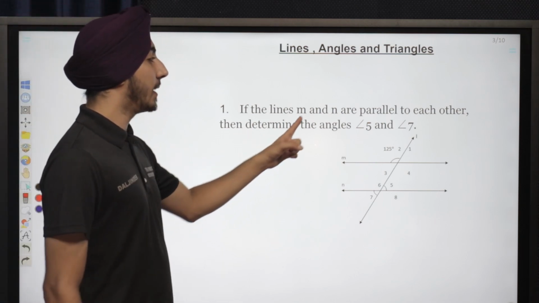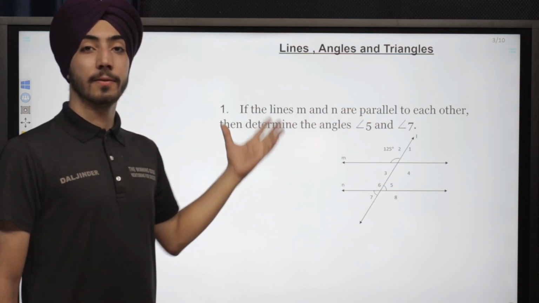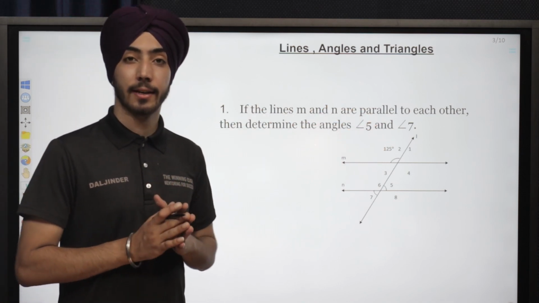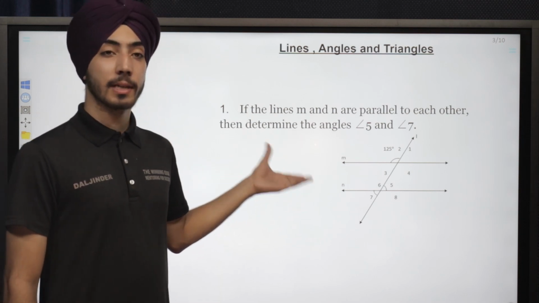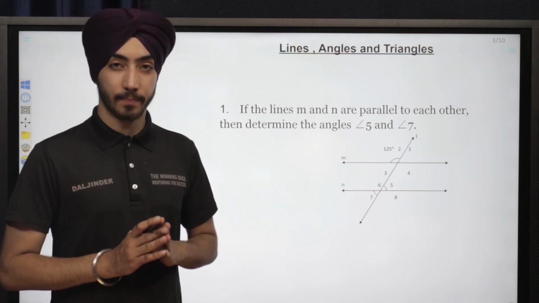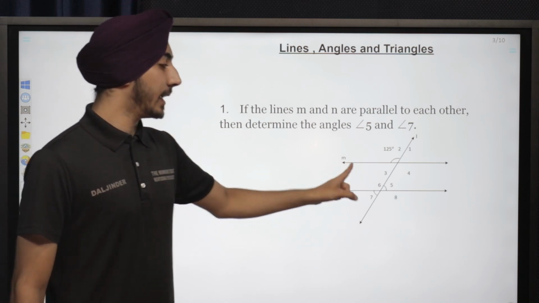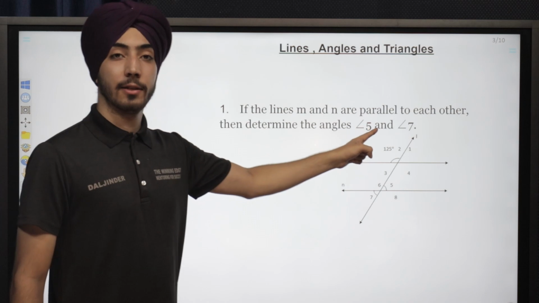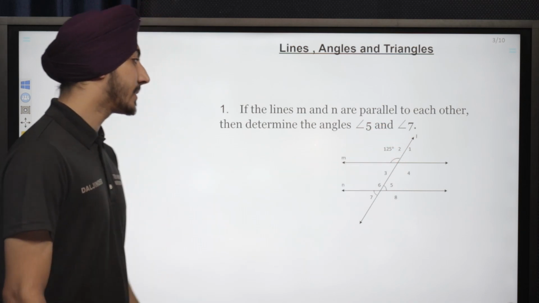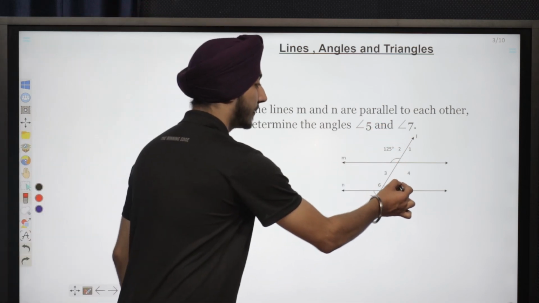If the lines M and N are parallel to each other, you remember the previous video in which I explained to you about lines and angles, the properties of parallel lines, right? Now based on those same properties, we are today going to solve questions here, okay? Now it is telling you that line M and N are parallel to each other, right? And it is asking you to find out the value of angle 5 and angle 7. Now let's first locate where is angle 5 and where is angle 7.